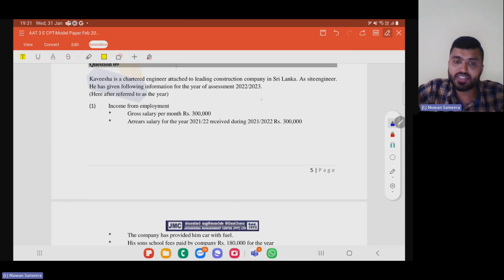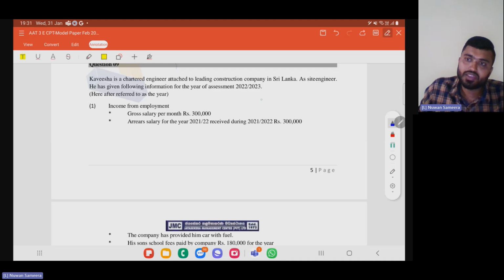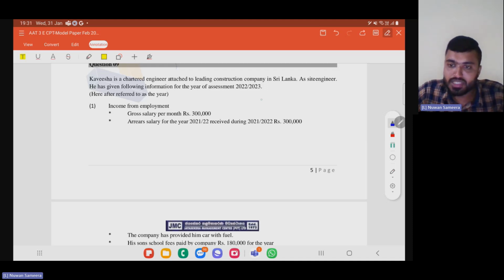So what do we mean by the year of assessment? First of all, you have to know that the year of assessment means any consecutive 12 months which starts from 1st April and ends with 31st March of the next year. So that is the meaning of the year of assessment. In your exam, the examiner will test the year of assessment 2022 and 2023.